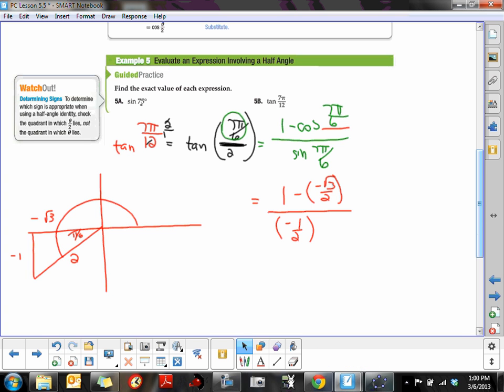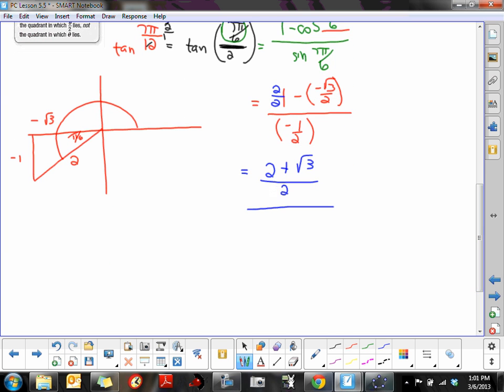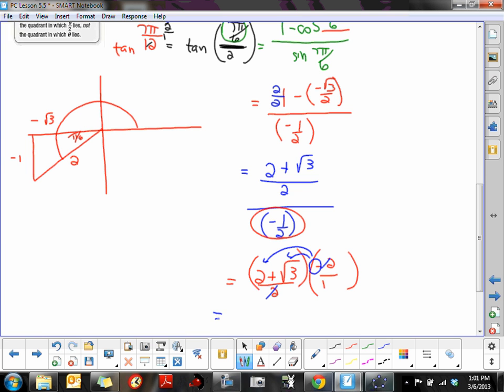And now we have to simplify again. So we'll get our common denominator, 2 over 2, that's the same as 1, so it's going to equal 2 plus the square root of 3 all over 2. And then this time it is divided by negative 1/2. So instead of dividing by negative 1/2, we're going to end up multiplying by negative 2, or negative 2 over 1. The 2's will cancel, and we'll be left with the negative to distribute to our 2 and square root of 3. So it'll be negative 2 minus the square root of 3.